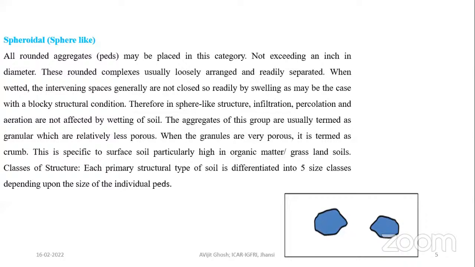One thing to mention: when the granules are very porous, they are termed as crumb. So after plowing a soil, you can get a porous, crumbly soil.